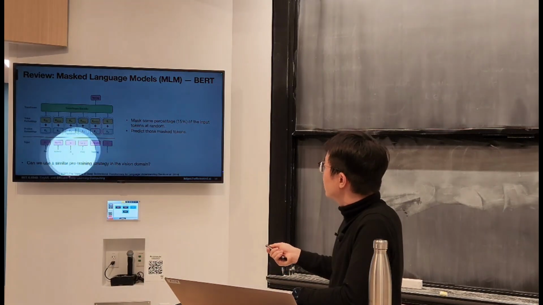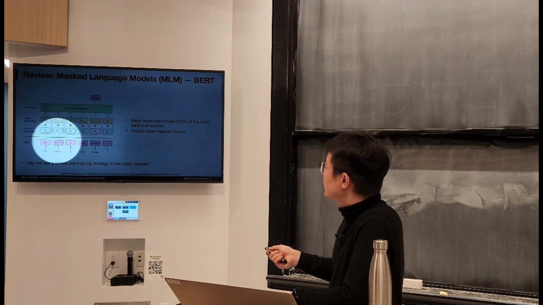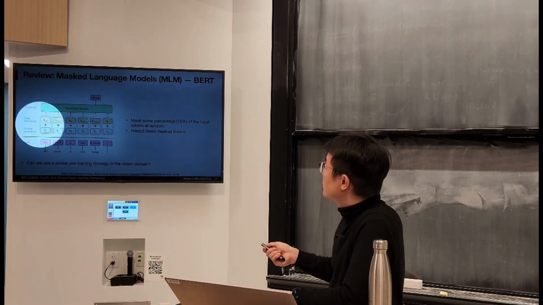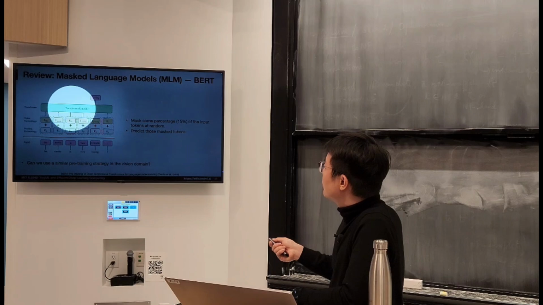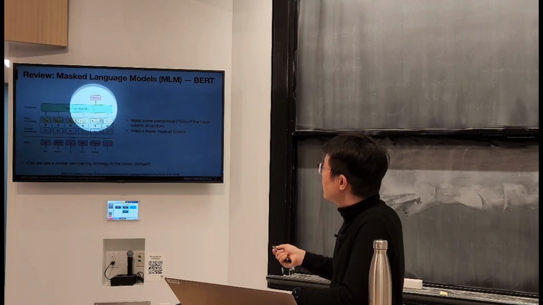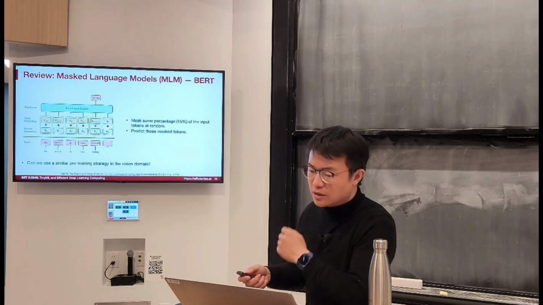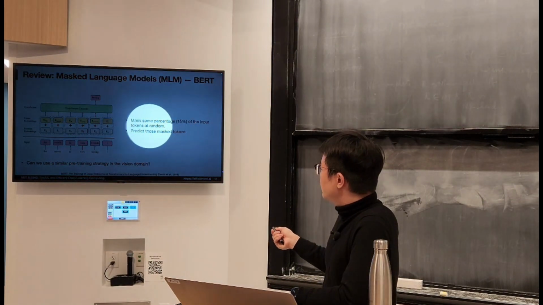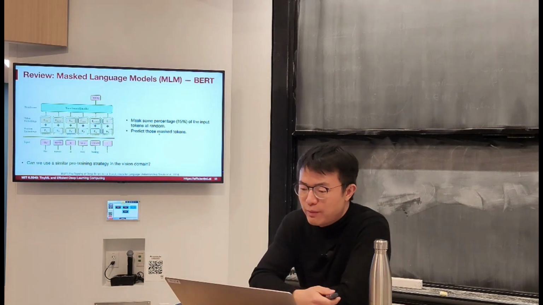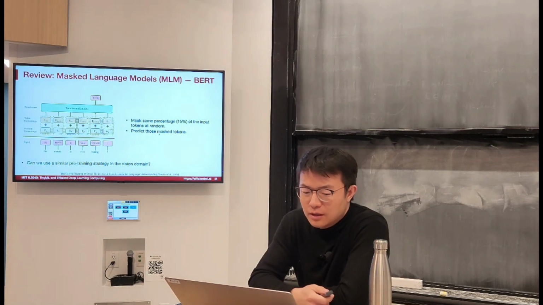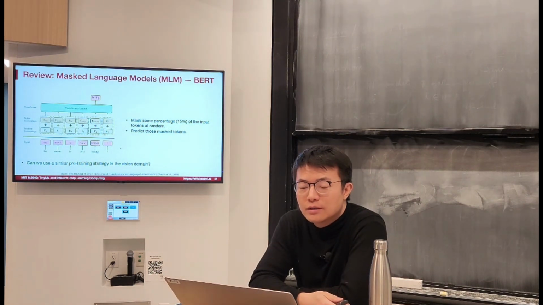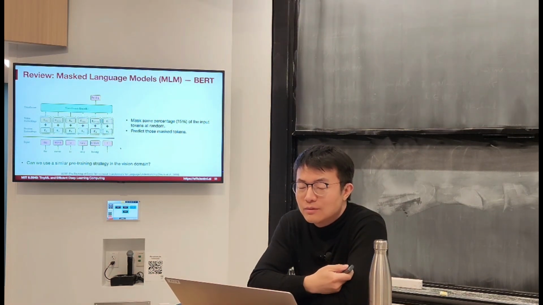So here we are masking some of the tokens. The movie is very boring. We mask away "boring". We pass the remaining words into the language model, the transformer, and then we try to supervise it by predicting the masked token. So we can mask a certain percentage of the input tokens at random and predict those masked tokens. And can we use a similar pre-training strategy in the vision domain? In that way, we don't have to label the images. We just try to predict the missing patches, which comes for free.